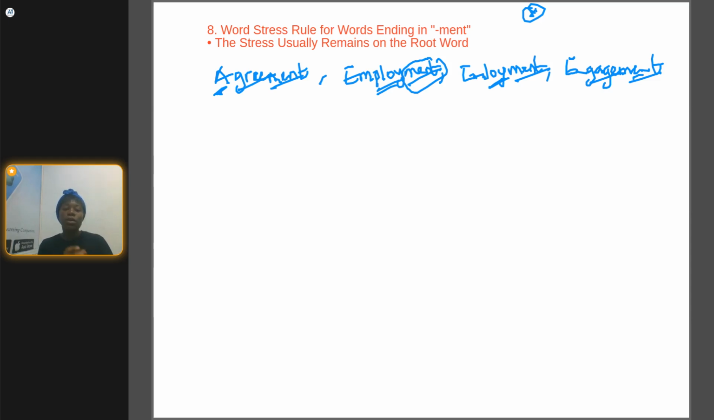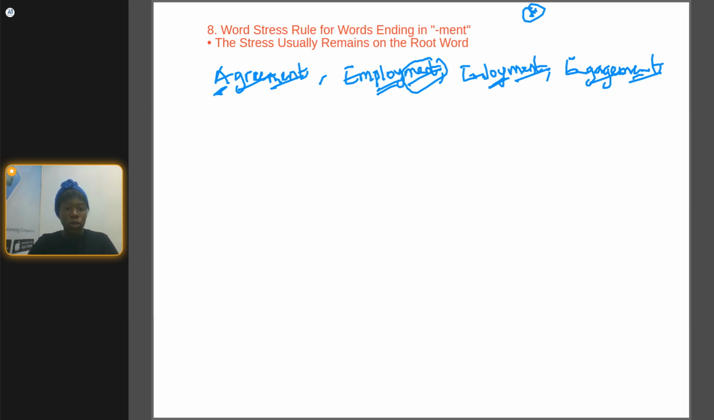Requirement. Just know that once you have words ending with meant, the first thing you should do is to remove the meant, because the meant cannot be stressed. So look at the root word. If the root word is a two syllable word and it's a noun, just know that the first syllable has the stress. If the two syllable word is a verb, just know that the second syllable has the stress. All right.